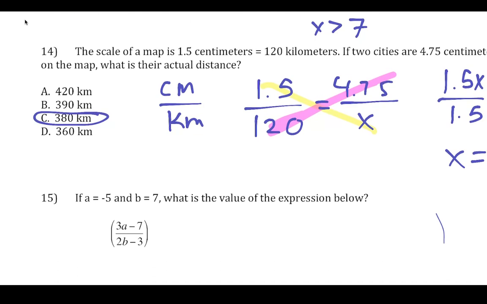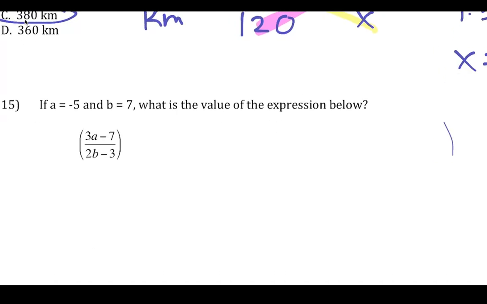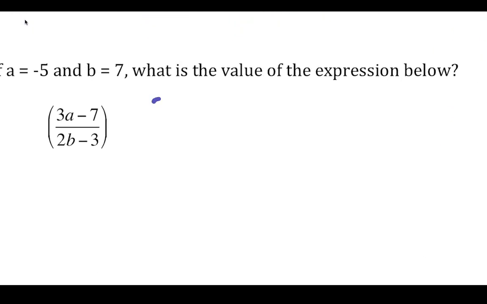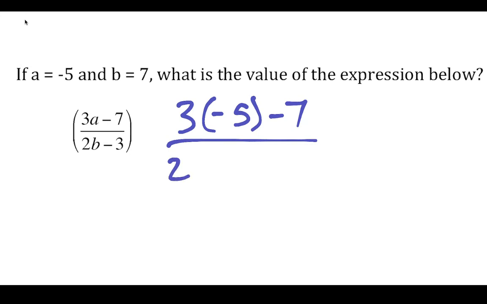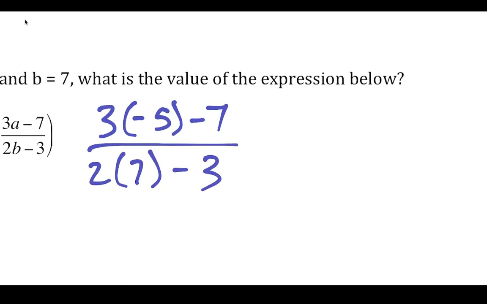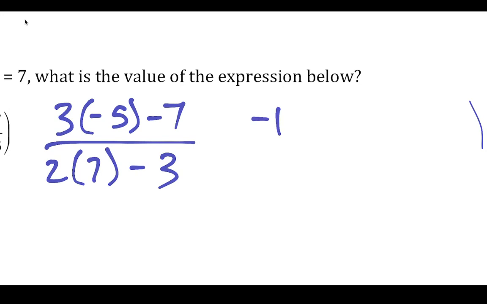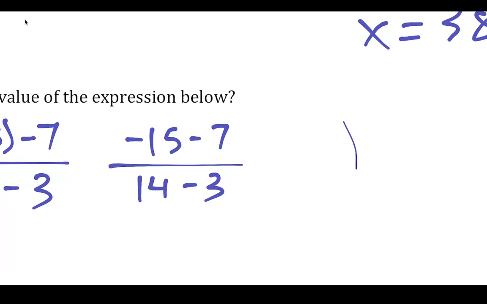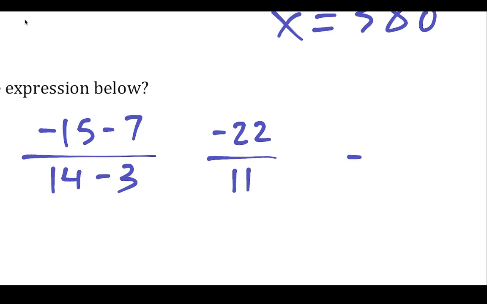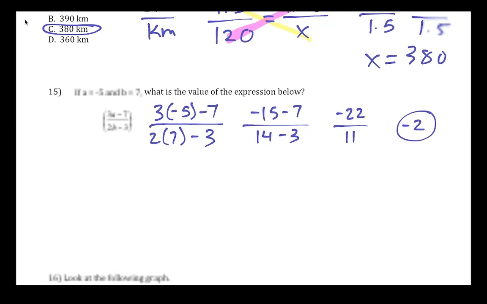If a is equal to negative 5 and b is equal to 7, what is the value of the expression below? So I'm going to substitute that in. 3 times negative 5 minus 7, divided by 2 times 7 minus 3. So evaluate the top and bottom: negative 15 minus 7, and 14 minus 3. Negative 15 minus 7 is negative 22. 14 minus 3 is 11. Negative 22 divided by 11 is negative 2.